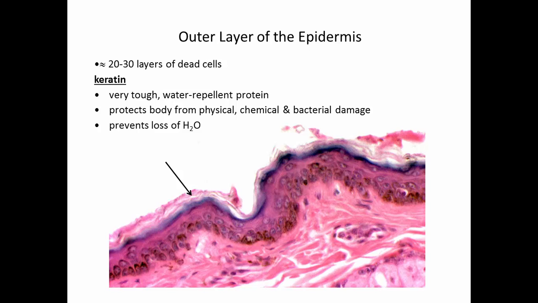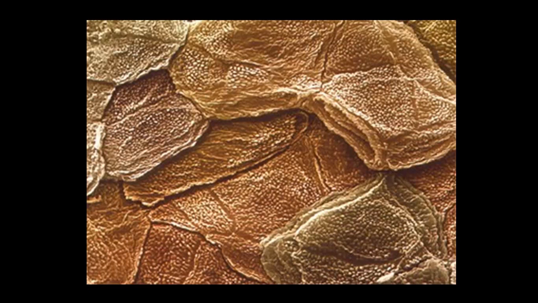Keratin is also what is found in our nails and in our hair that gives our nails and our hair its toughness. This is a very high magnification view of the outer layer of the epidermis. You can see how these cells are all flattened and they're filled with that waterproof, tough keratin.